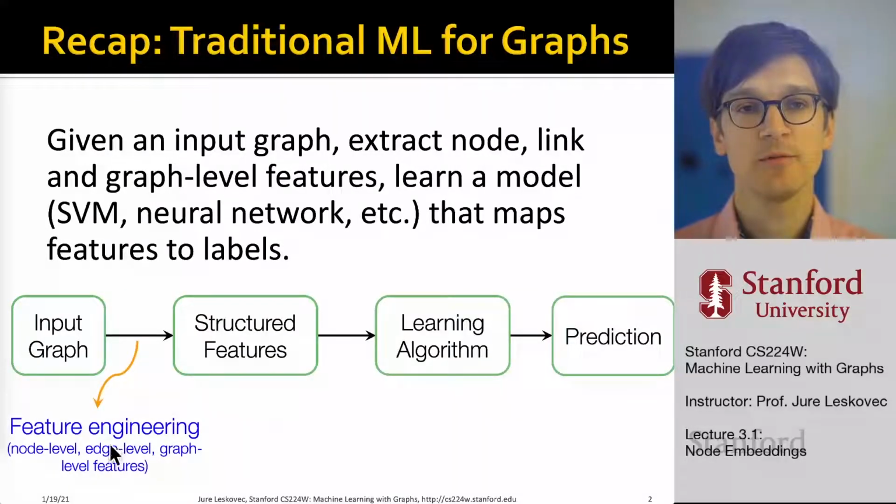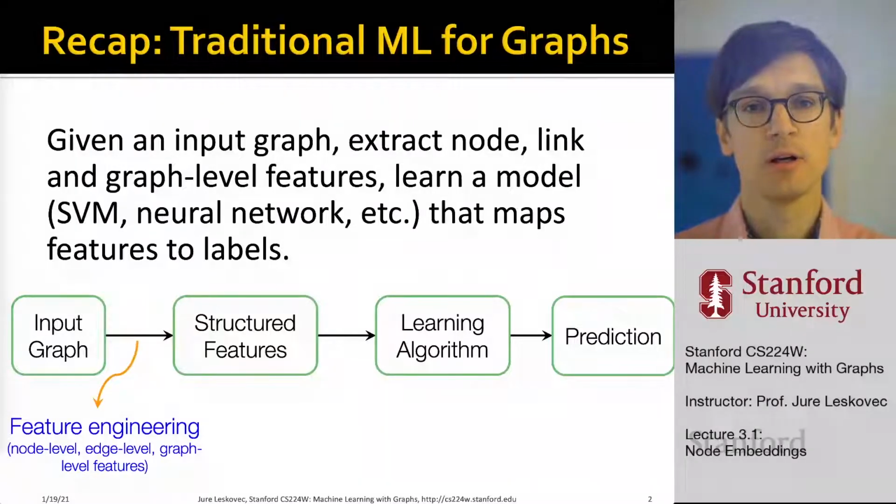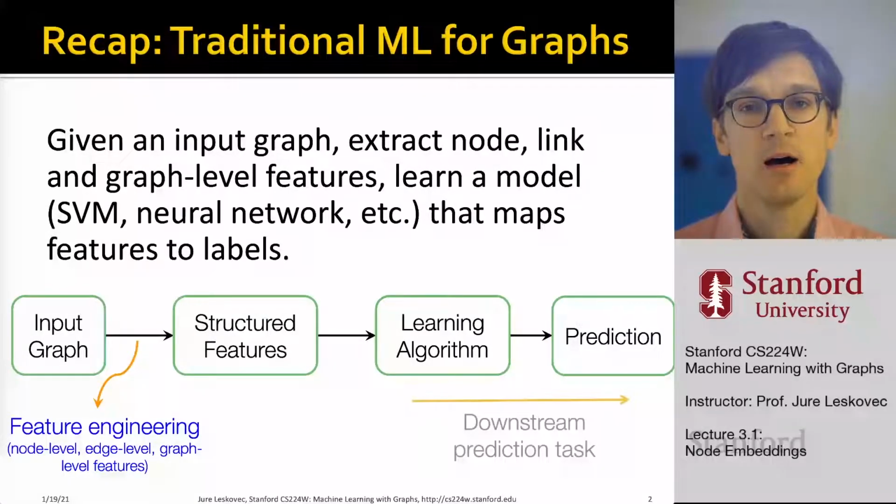And generally, most of the effort goes here into the feature engineering, where we as engineers, human scientists, are trying to figure out how to best describe this particular network so that it will be most useful for the downstream prediction task. The question then becomes, can we do this automatically? Can we get away from feature engineering?